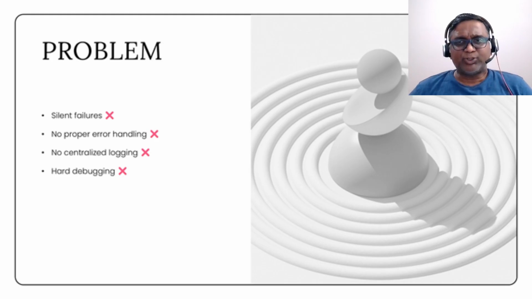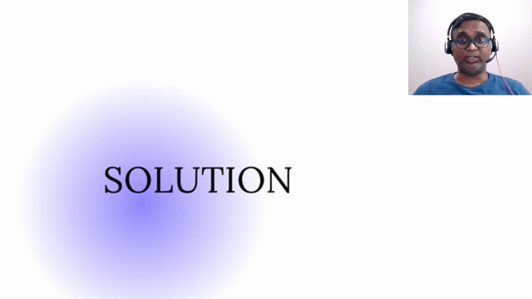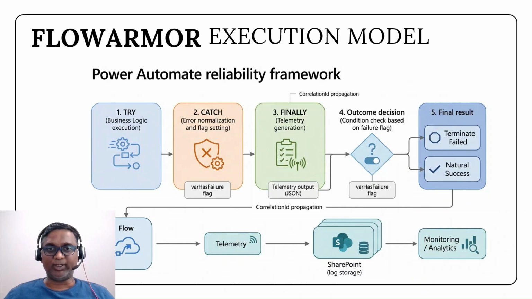As flows become more complex, especially with APIs and child flows, we often face problems like silent failures, inconsistent error handling, and no centralized visibility. This makes debugging extremely difficult in production environments. FlowArmor standardizes all of this. Let's see the solution: the FlowArmor execution model.